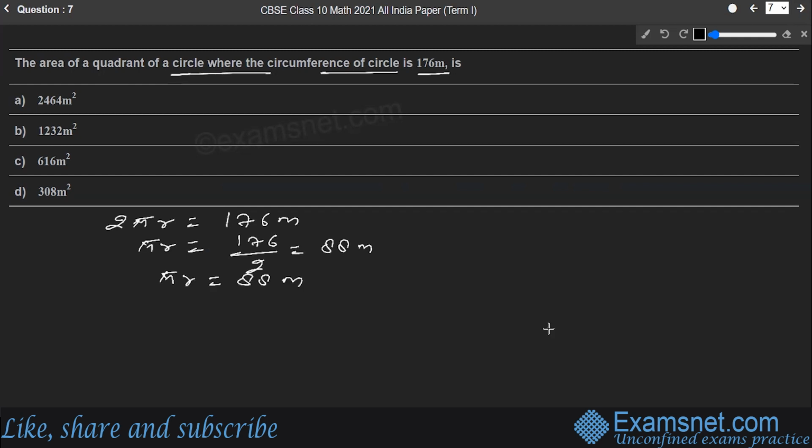We can use the 22 by 7 thing also, but that can be used as it is, because we are not supposed to find out the radius. We are supposed to find out the other thing.